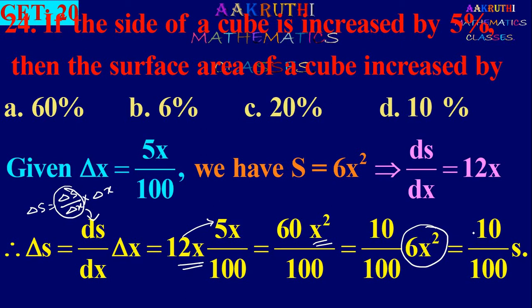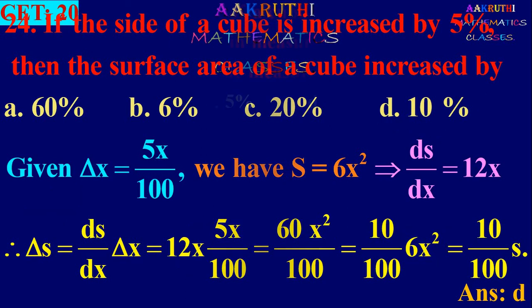Therefore surface area is changing at the rate of 10% of surface area. So the rate of change of surface area is 10% of S. The change in surface area is 10% of S, or it is 60% of x square, which is not mentioned in the options. So it is 10% of surface area, therefore it is option D.